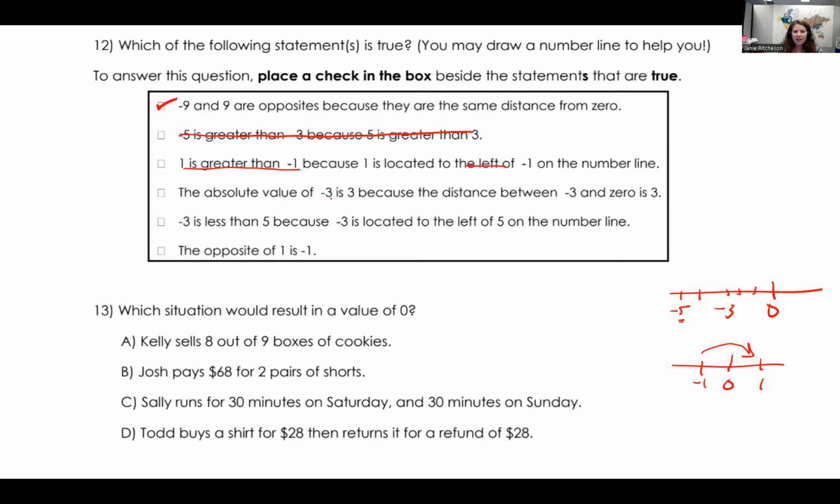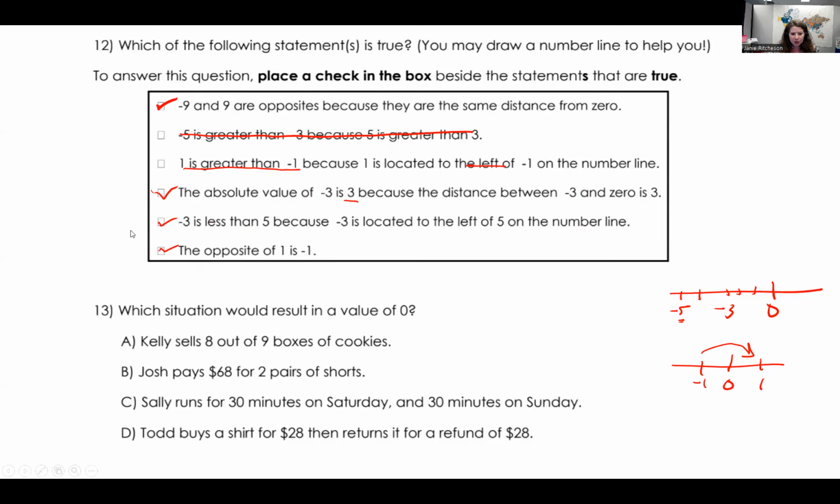The absolute value of -3 is 3. That's true because the distance between -3 and 0 is 3. That's a good one. -3 is less than 5. That's true because -3 is located to the left of 5 on a number line. The opposite of 1 is -1. Yes. All right, so we got 4 good answers.